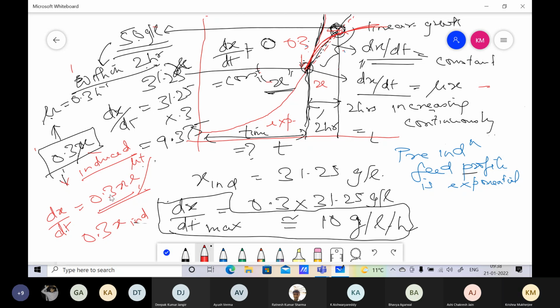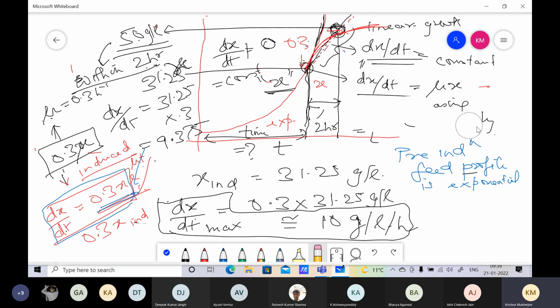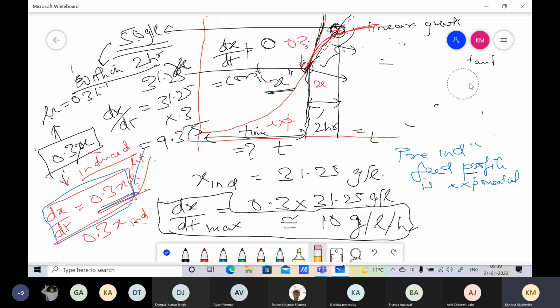Okay? The slope here is 0.3x because that is dx by dt. It is this part only. Can you see the board? Yes, sir, we can. So this slope is 0.3x. Now in all of these, dx by dt is constant, I have written all of this.